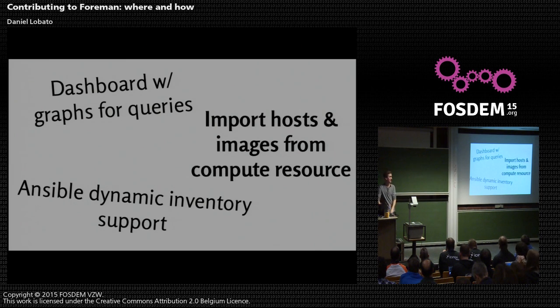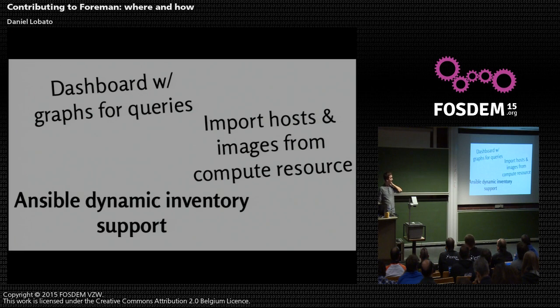If you're using compute resources, let's say OpenStack for the sake of simplicity, in OpenStack you can go over there and see the list of images you have, the list of hosts. But if you don't have these hosts in Foreman, then you have to create them there, then associate them. Similarly for images, you have to link your operating systems in Foreman with images. It would be really nice if you guys figure out some way of automatically associating that.